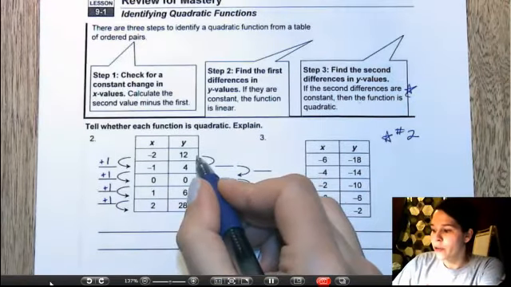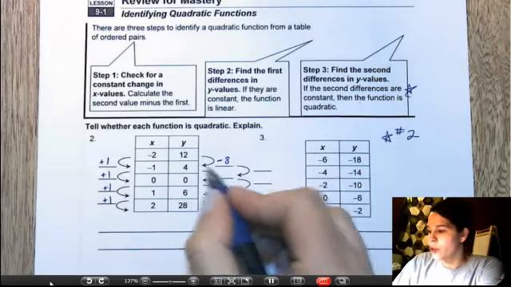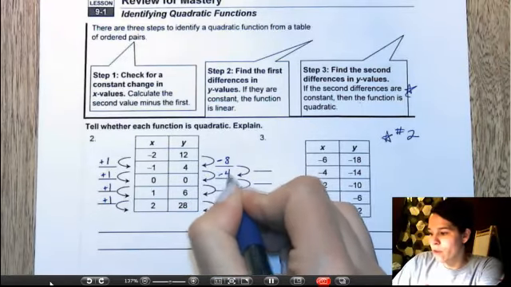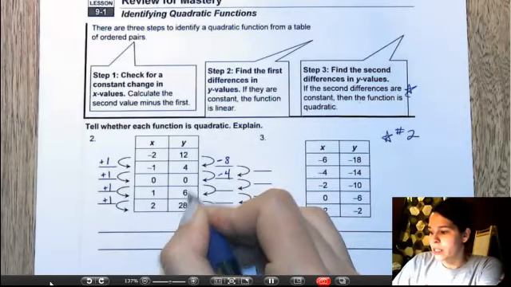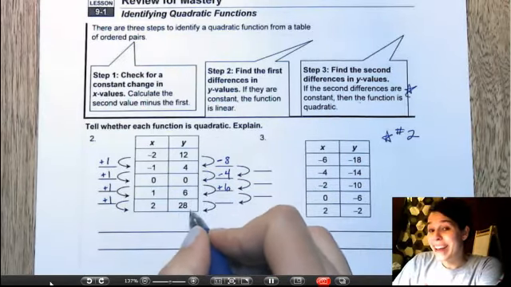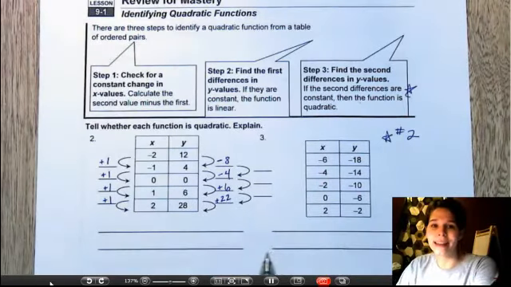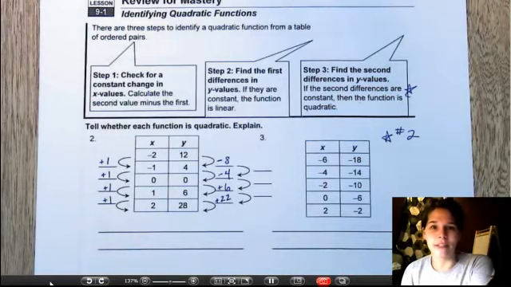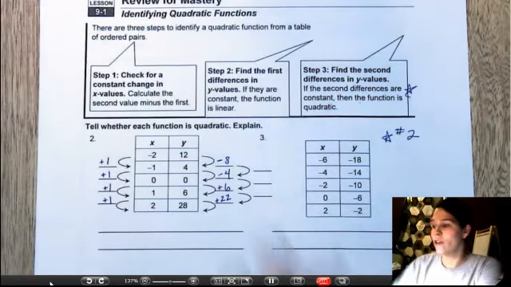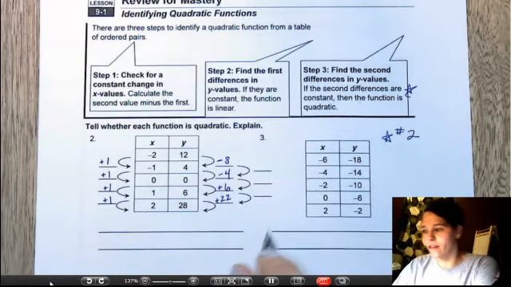So, to go from 12 to 4, I'm going down 8. To go from 4 to 0, I'm going down 4. To go from 0 to 6, I'm going up 6. And to go from 6 to 28, I'm going up 22. Don't panic yet because I don't really care about the first difference in y values. I know it's not linear because they weren't all the same. So now let's check the second difference.